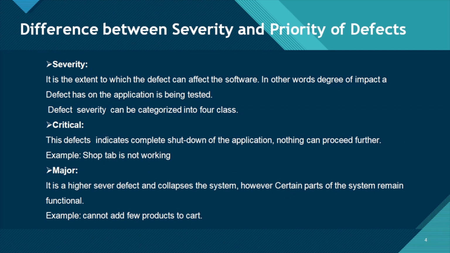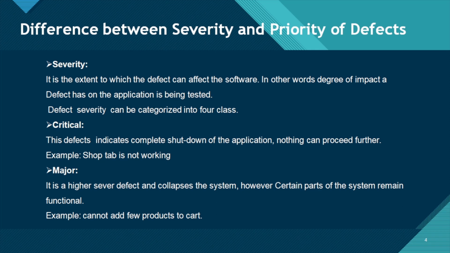Major is a higher severity defect and collapses the system. However, certain parts of the system remain functional. Here I have given an example: cannot add a few products to the cart. So in that cart I have added a few products, and a few other products we are not able to add to the cart. That comes under major. Here the functionality is working, but some parts are not working. So we can mark it as major.